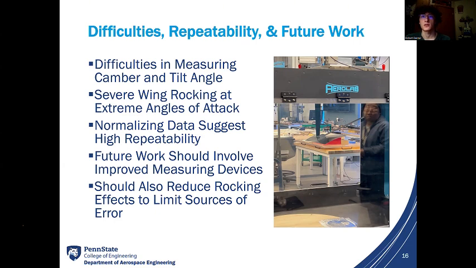To negate problems discussed earlier, future work should include improving the process and tools used for measuring the airfoils, and methods should be used if possible to limit the rocking or flutter of the airfoil under extreme angles.